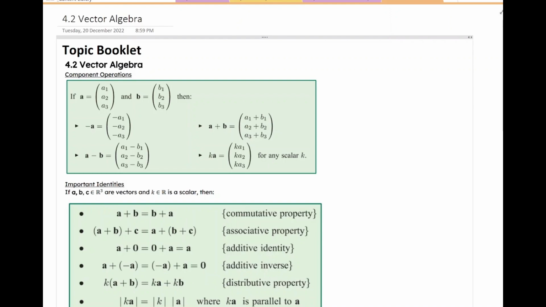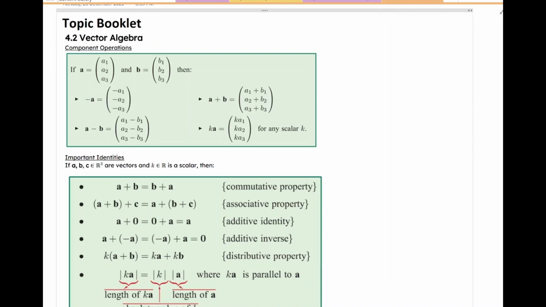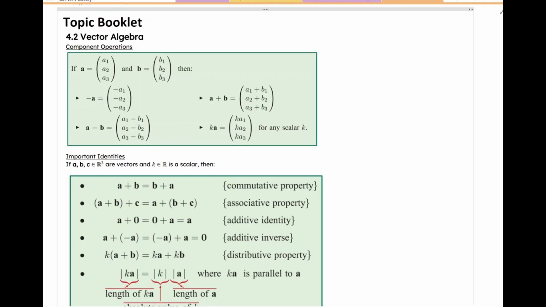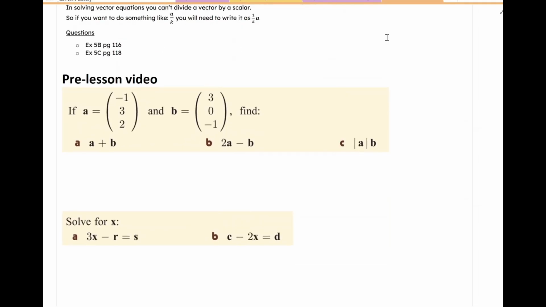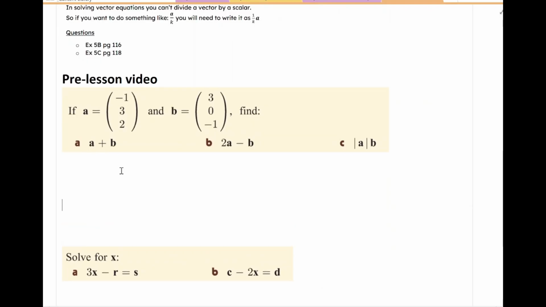This subtopic is 4.2, which is vector algebra, and they follow the standard rules of vector algebra that we learnt back in year 11. So we have this one, for example, where we're going to be adding two vectors here. If I'm going to add a plus b, I'll essentially be doing (-1, 3, 2) plus (3, 0, -1). And if I add those two vectors together, on the top I'm going to get 2, and then 3, and then 1.